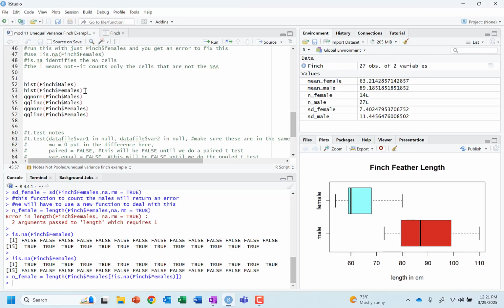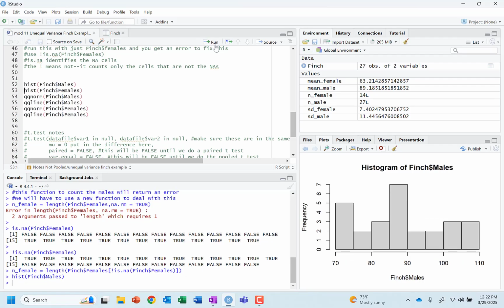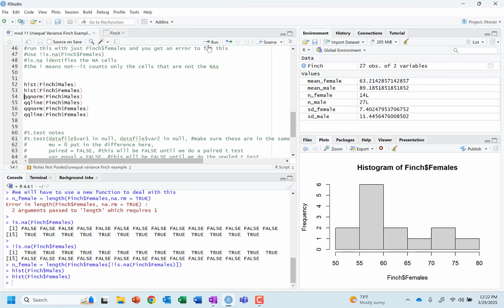I'm going to quick look at the histogram for each of these. The histogram of the males, that's relatively normal. We have a peak in the middle and no major outliers. The histogram for the females is a little bit skewed to the right.